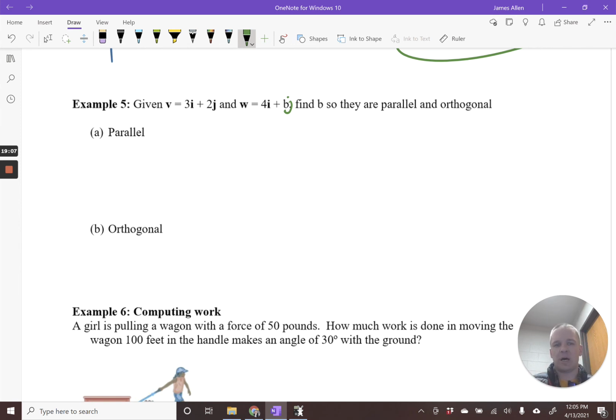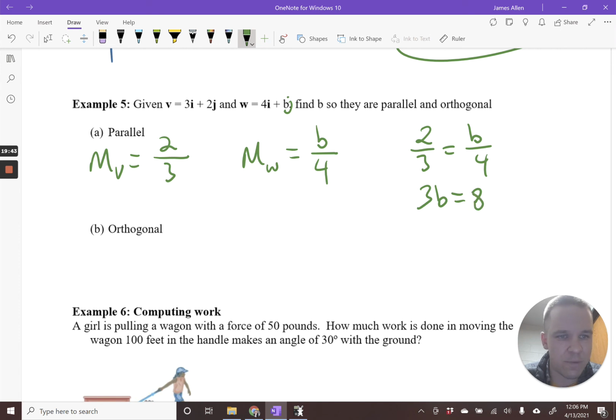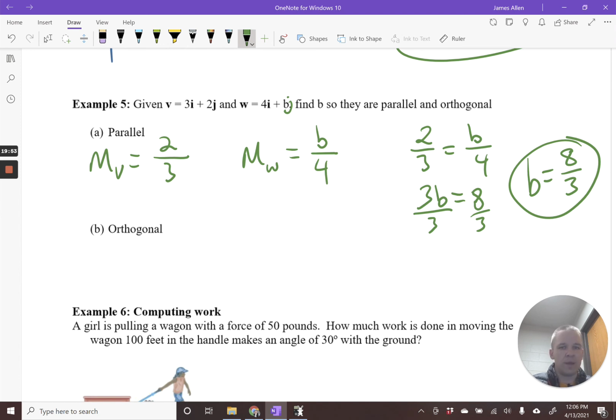I personally like thinking about it from the slope component, right? Rise over run, Mr. Allen. Yes, rise over run. So if I look at my slope of vector v, that would be a rise of 2 and a run of 3. And I want to match that with my slope of w, which has a rise of b over a run of 4. So if I set 2/3 equal to b over 4, cross multiply and solve. If I cross multiply, I'd get 3b equals 8. Divide by 3, and I get b equals 8/3. There we go. So that will make them parallel. Same slope, parallel.